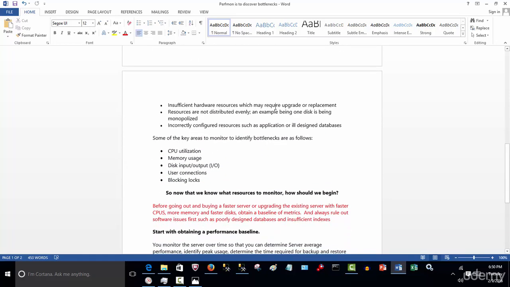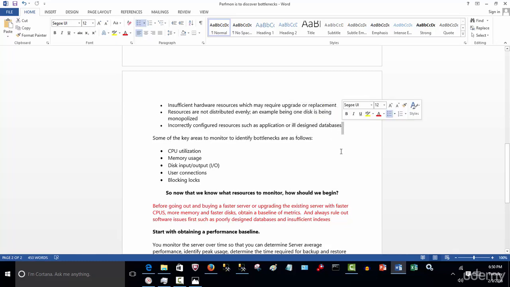Insufficient hardware resources, which may require an upgrade or replacement. Resources are not distributed evenly, for example, one disk is being monopolized. And what I mean by that is, obviously on a heavier resource environment, if you just have one physical disk doing all the work, you're going to get a tremendous amount of bottleneck. It's better to have many, many disks doing the same work. That's what servers do.